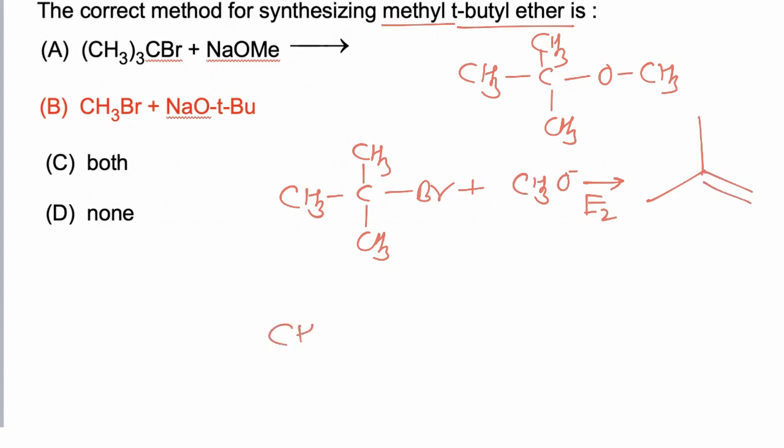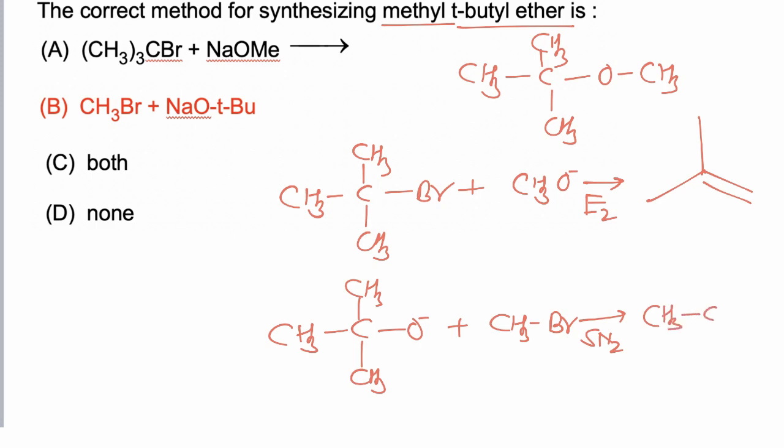While in the second case, if we use tertiary butoxide ion and CH3Br is taken, the reaction takes place via SN2 mechanism. Now in this case, methyl tertiary butyl ether is formed as a product, and hence the correct answer is B. Alkyl halide should be primary, so SN2 reaction takes place with maximum yield.